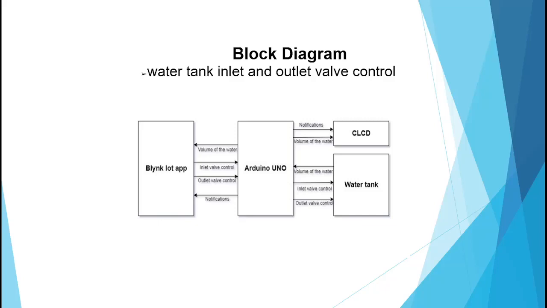Outlet valve control: if the button widget is logic high, turn on the outlet valve by sending the commands to the serial communication. If the button widget is logic low, turn off the outlet valve by sending the commands to the serial communication. We are going to control the volume of the water tank. If the volume of the water tank is less than 2000 liters, turn on the inlet valve, send the notification to the Blynk mobile app, and display the same on the CLCD.